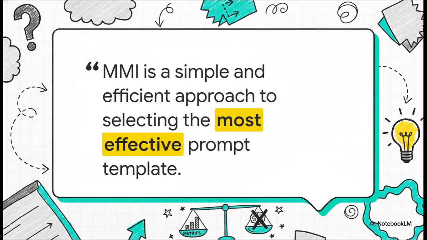As our source material summarizes perfectly, MMI is a simple and efficient approach to selecting the most effective prompt template for a given task. The true value proposition here is the total elimination of guesswork, a real game changer. You no longer have to rely on a gut feeling or spend hours manually testing variations or just cross your fingers hoping the AI will behave. You simply let the objective metrics reveal exactly what the AI responds best to.